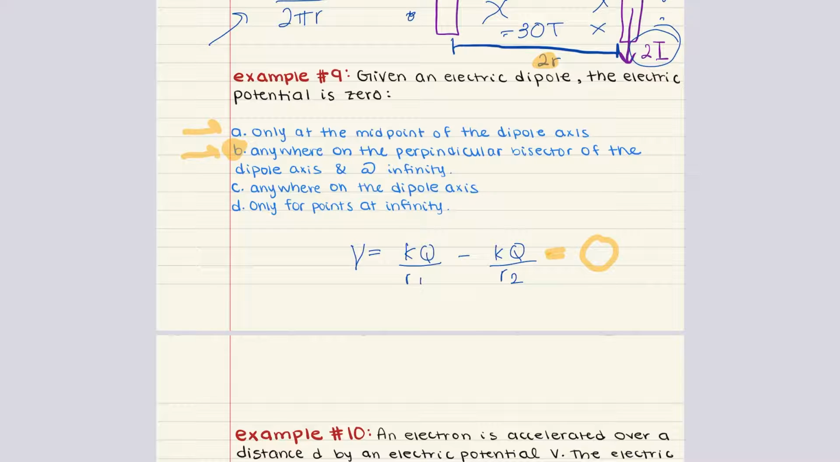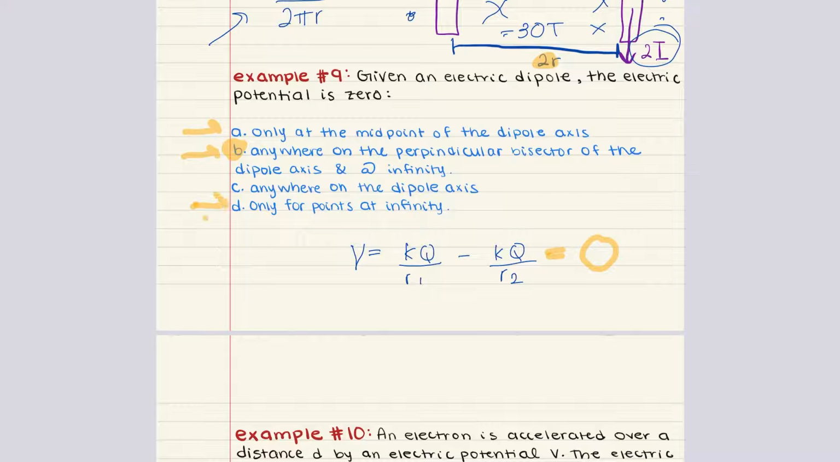C says anywhere on the dipole axis. So along the dipole axis, the line connecting the two charges, the distances from a point to the positive and negative charges are not equal except at infinity. So as a result, the potential is not zero except at very far distances. So answer choice C is incorrect.